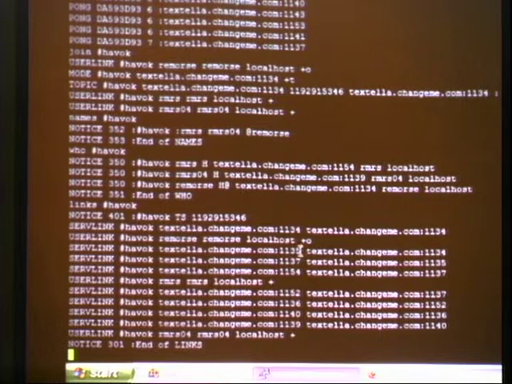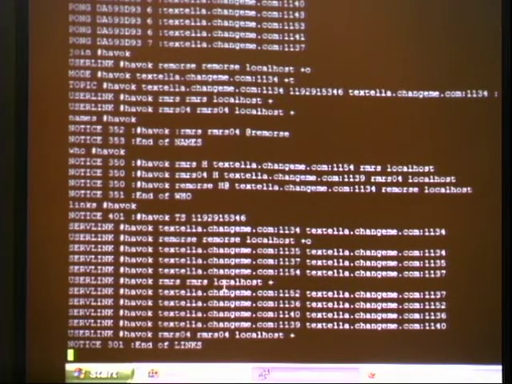We got 1134 with Remorse on it. 1135 is connected to 1134. 1137 is connected to 1135. 1154 is connected to 1137. You got Remorse hanging off that. 1152 is hanging off 1137, 36 to 35, and so on. Let's take a look at one of these servers. We'll take a look at 1136 because it's transiting traffic.